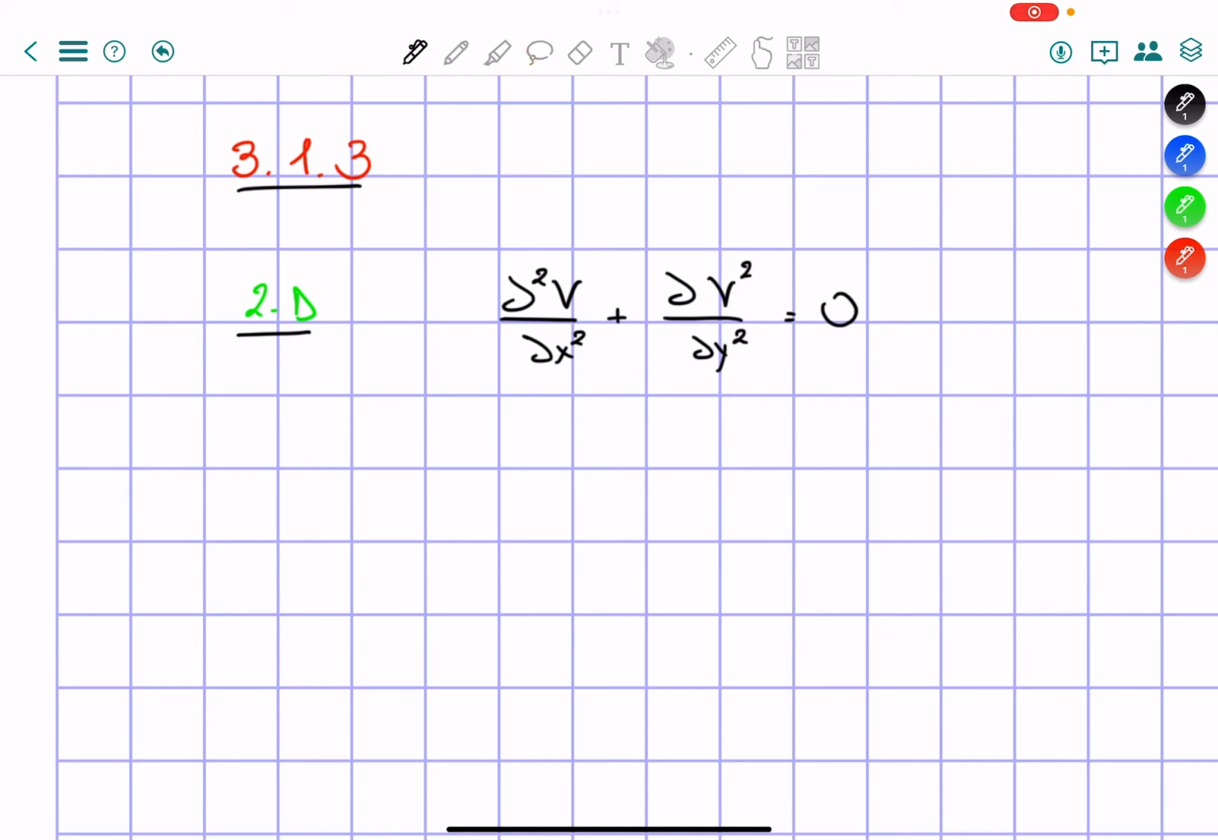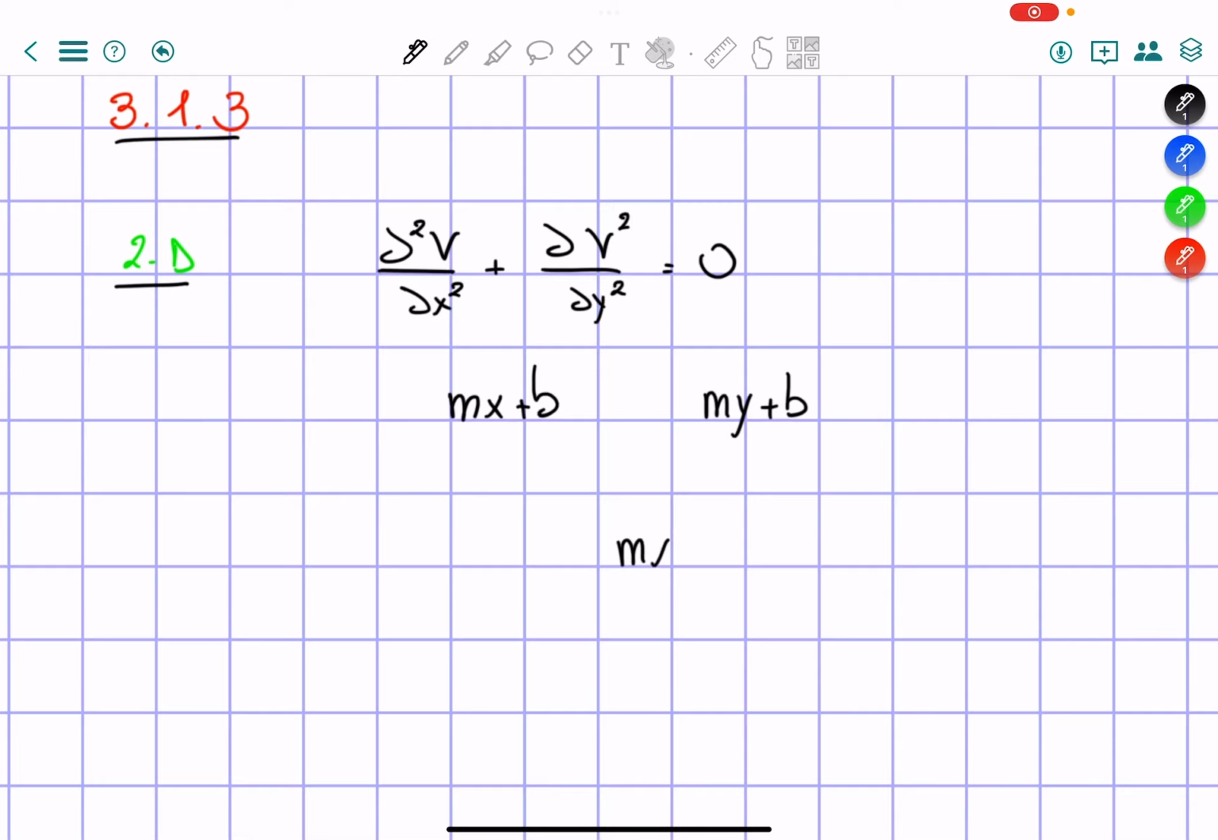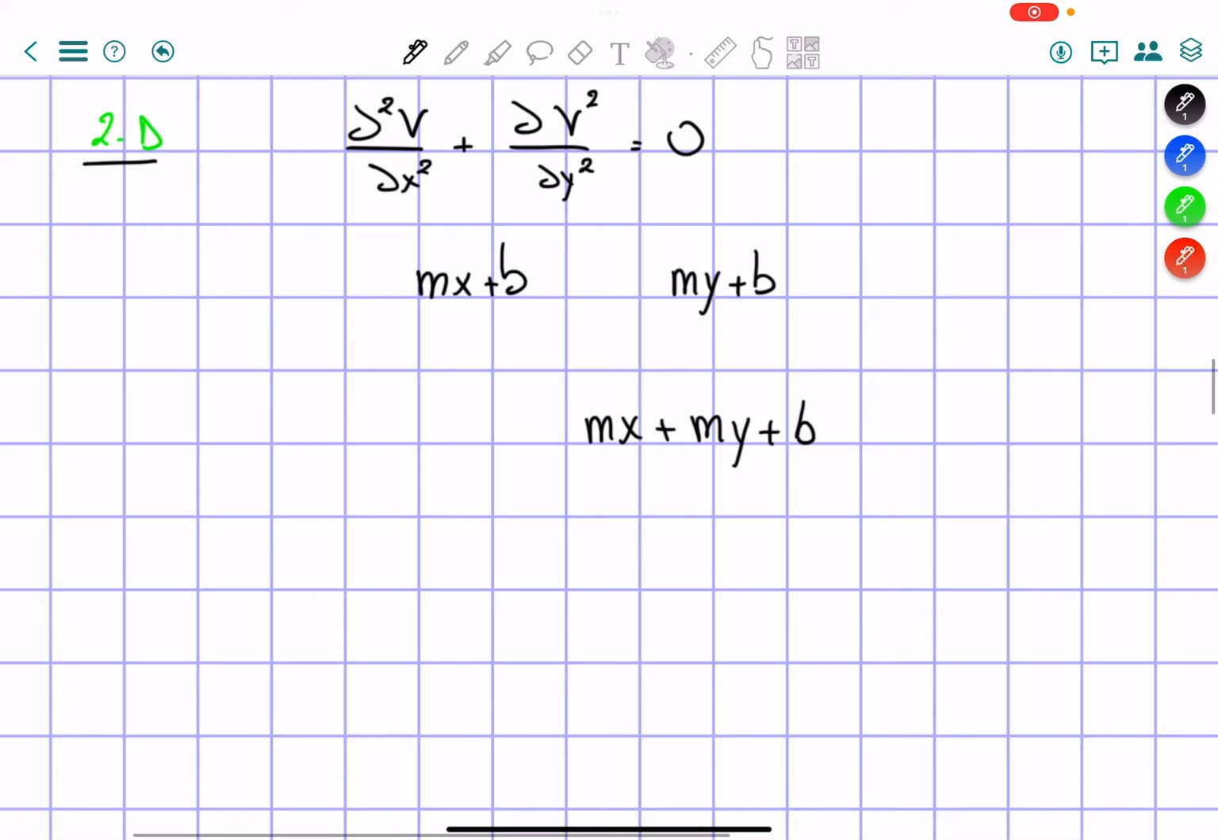Now we have to use partial differentiation, and now it becomes a little bit harder because we cannot actually solve this. As you can see, there will be infinite solutions to this equation, because we could take, for example, mx plus b, and it will be a solution to our equation. But also my plus b will be a solution, or mx plus my plus b, for example, or something really different. mx plus ky plus b will also be a solution. So as you can see, we cannot define one single solution to this whole thing.